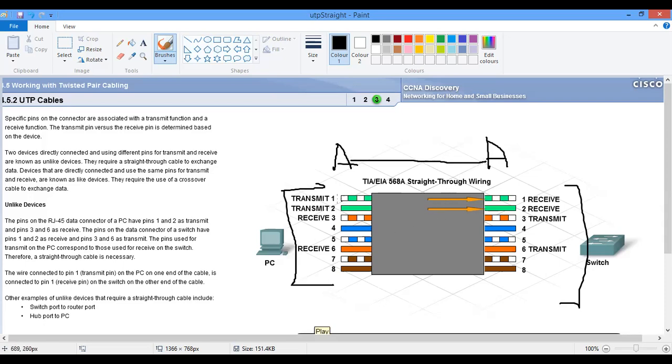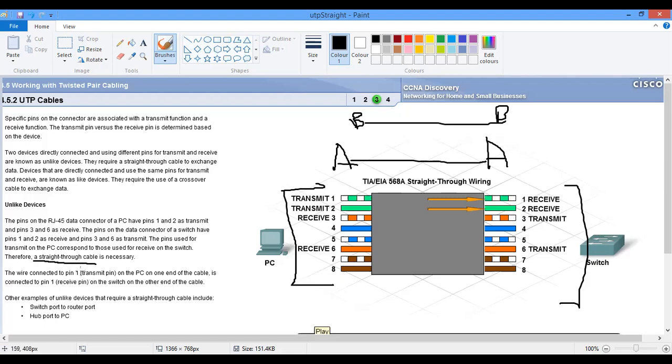If I decide to use A and A, or B and B, as a cable, any of this type is referred to as a straight through cable.